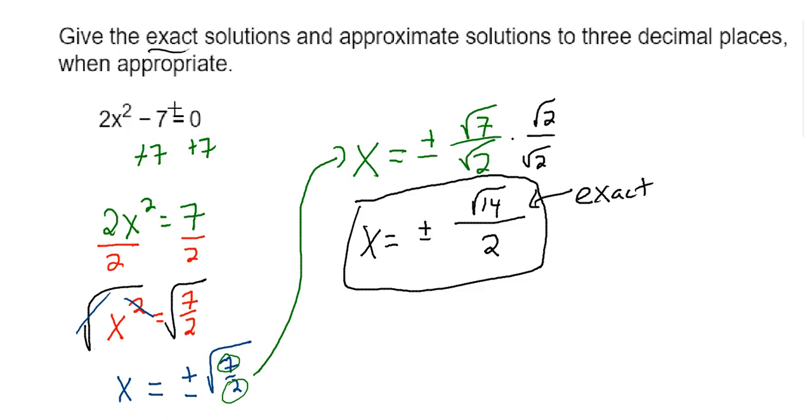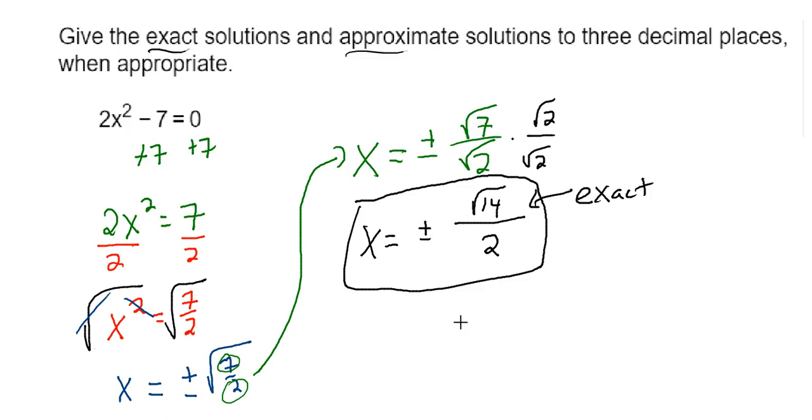All right, so I wanted exact solutions. That means keeping the radical in there if it can't be simplified, which in this case it can't, right? Square root of 14 cannot be simplified. The approximate solution means plug it into your calculator and get some decimals for it. So I made sure to have my calculator handy here. So I'm going to plug in square root of 14. So let me go ahead and type it in here. 14, take the square root of that, and then divide it by 2.